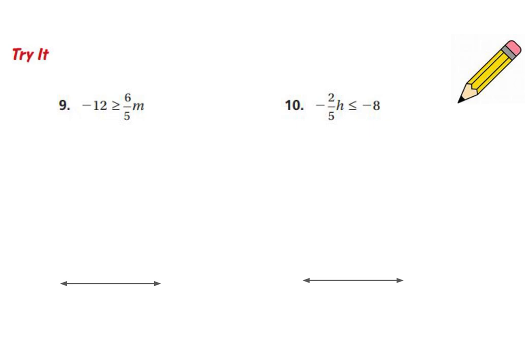Because I know these are a little harder, here are 2 additional try-its. Please give them a shot and then push play. For number 9, we're going to multiply by the reciprocal.